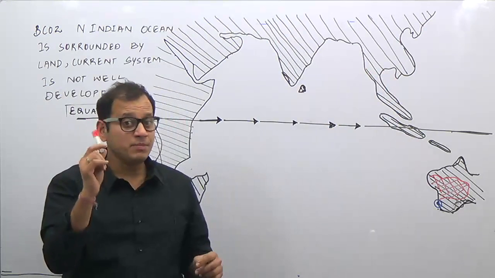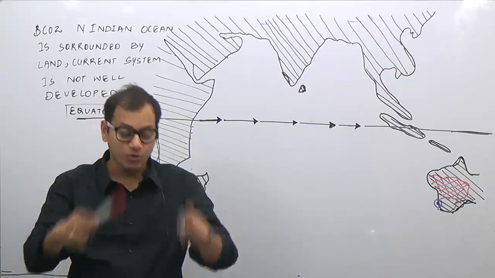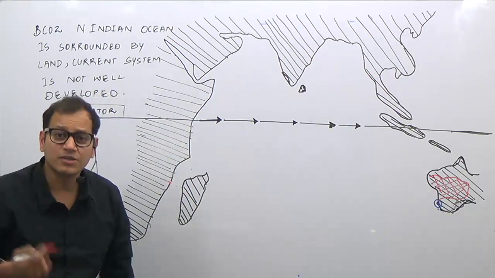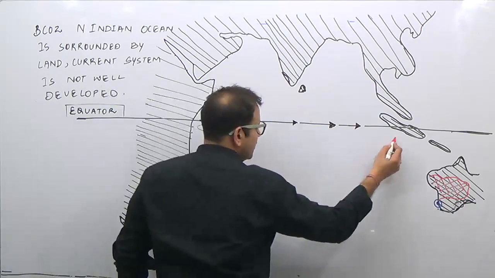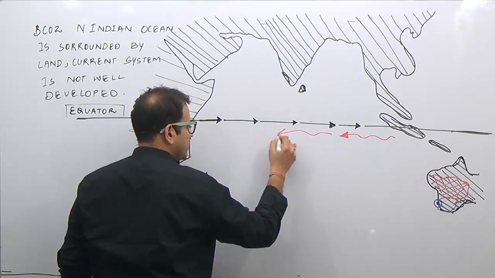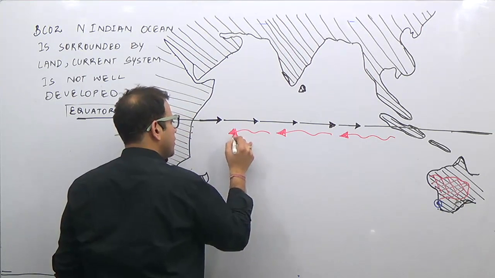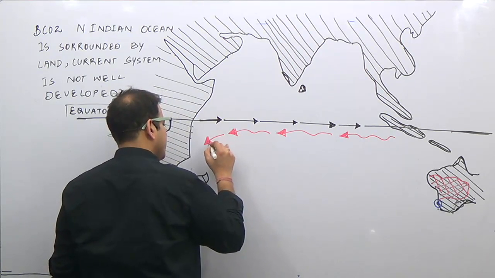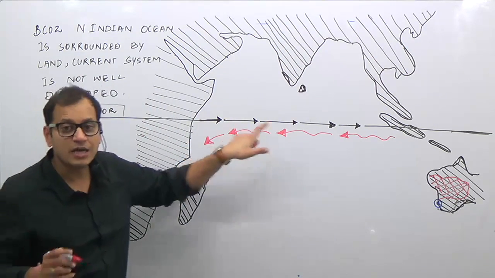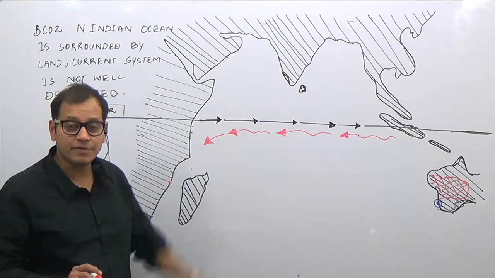Now remember the color codes which I am using. Red stands for warm ocean current, blue stands for cold ocean current. Because it is not well developed in the northern hemisphere, let us study the currents of the southern Indian Ocean. In the southern Indian Ocean, there is a south equatorial current, which is a properly well developed current system. This south equatorial current is generated due to the rotation of the earth and due to the winds. Also, obviously there is an equatorial counter current. These are warm currents which I have already shown with the arrows.